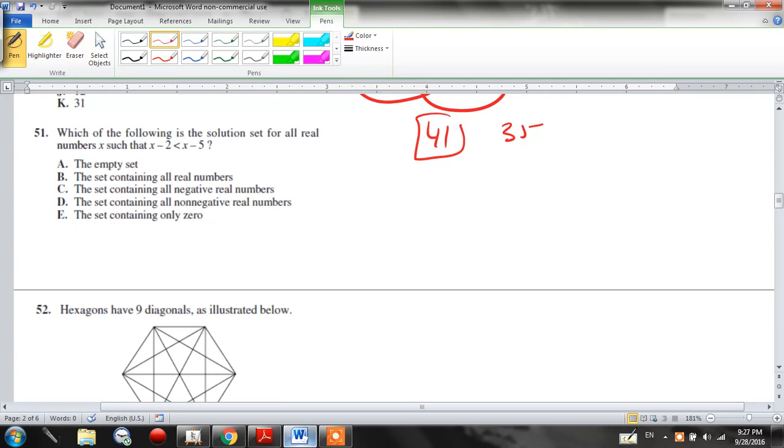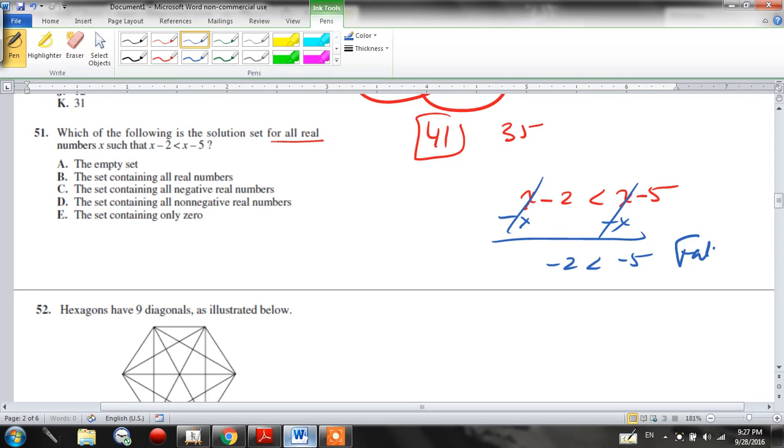Okay, question number 51. Which of the following is a solution set for all real numbers x such that x minus 2 is less than x minus 5? Let's just solve this. To solve this, you could bring the x to the same side and you'll see the x's cancel out. Then you get minus 2 is less than minus 5. Is minus 2 ever less than minus 5? No. So this is a false statement. So there's no solution.